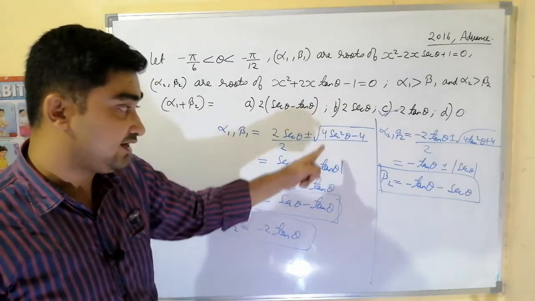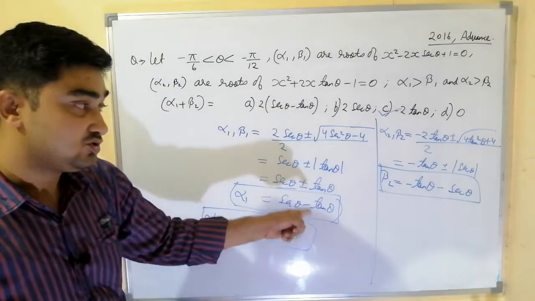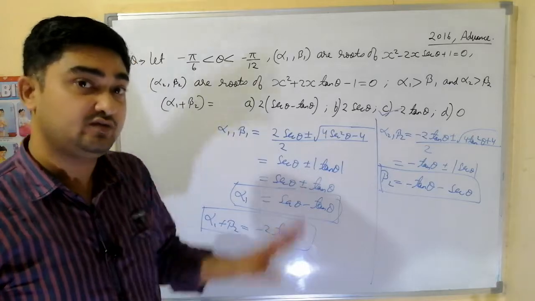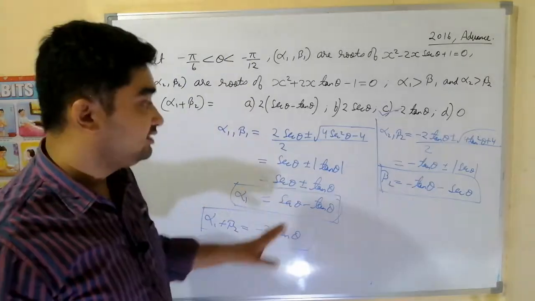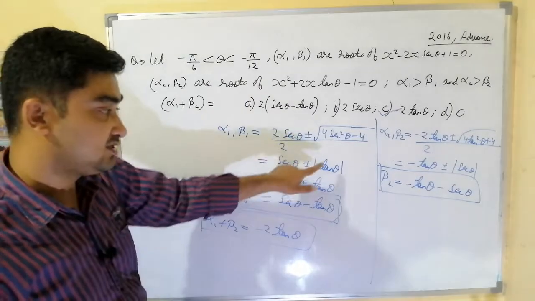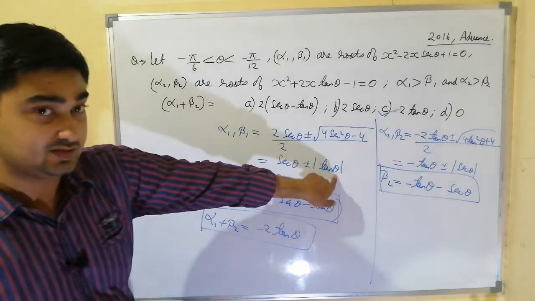Under root of tan square theta is mod of tan theta. Under root of secant square theta is mod of secant theta. Because under root of anything is never negative, to keep it always positive you have to put mod. And then mod of tan theta will be either plus tan theta or minus tan theta. That will depend on the quadrant in which theta is lying.